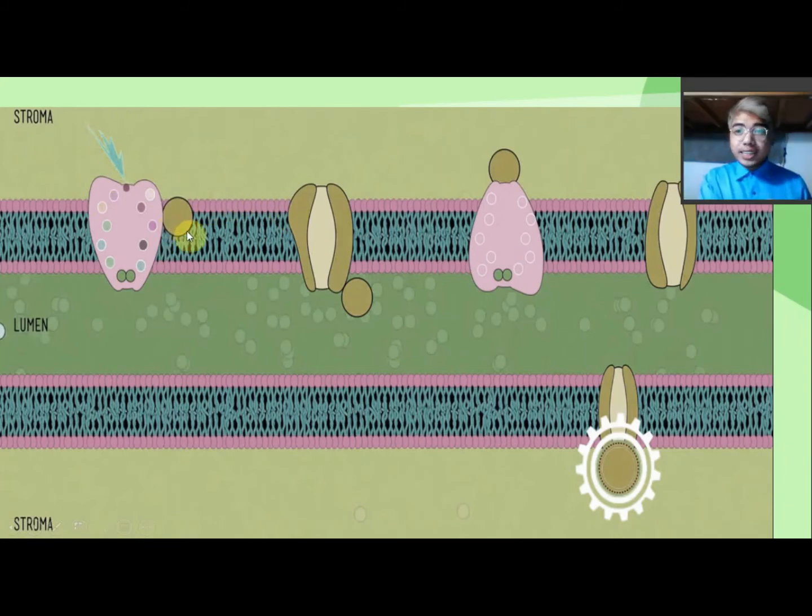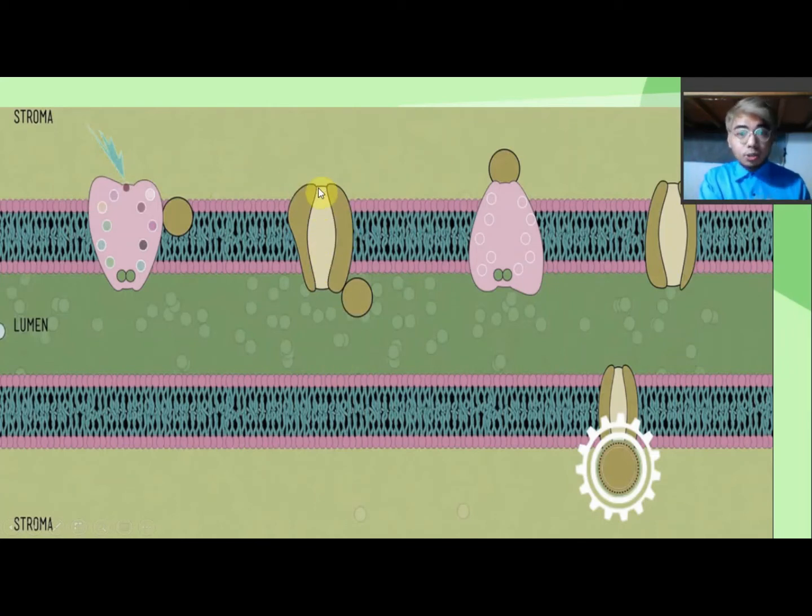Okay, now for the second step, the highly energized electron that is now present here on the plastoquinone will be transferred to the cytochrome complex. Remember that majority of the hydrogen ions are already present in the lumen. So the lumen is now possessing a high concentration of hydrogen ions. But because of the energy that is present on the electron, it will actually activate the cytochrome complex for the hydrogen ions present on the stroma to move inside.